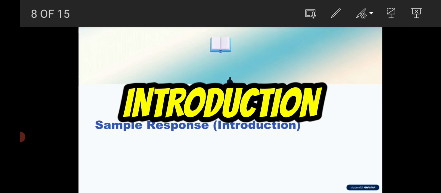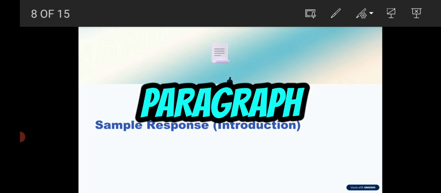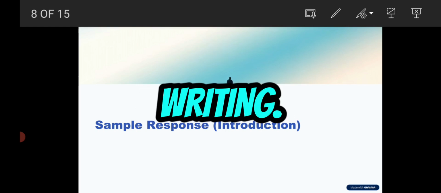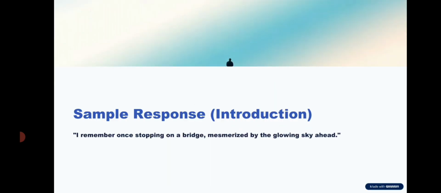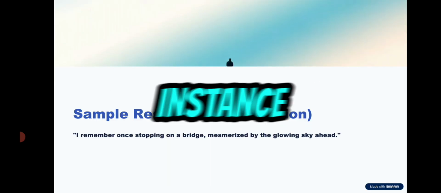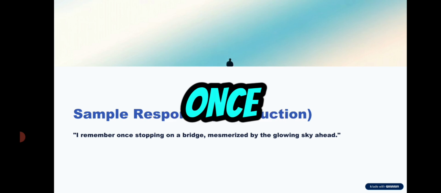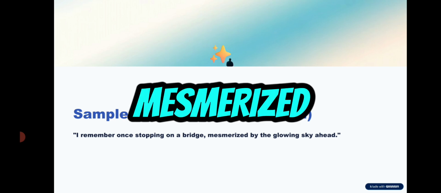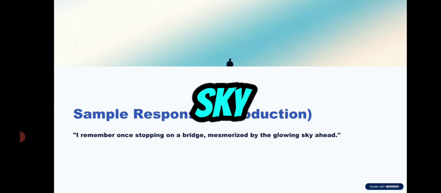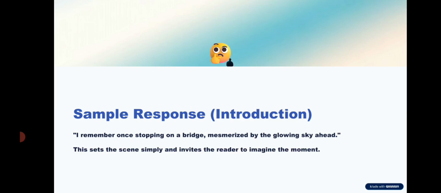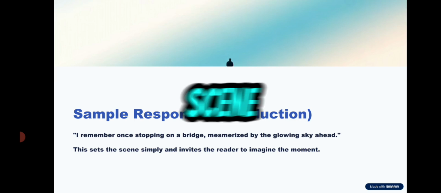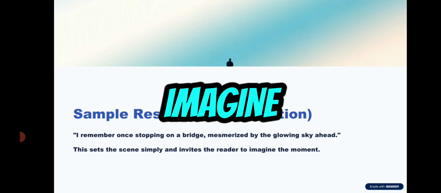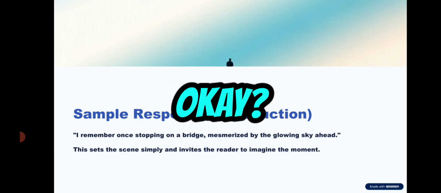Don't forget that the introduction is the first paragraph of every good piece of writing. So, in the introduction, you can write, for instance, "I remember once stopping on a bridge, mesmerized by the glowing sky ahead." This sets the scene simply and invites the reader to imagine the moment, okay?